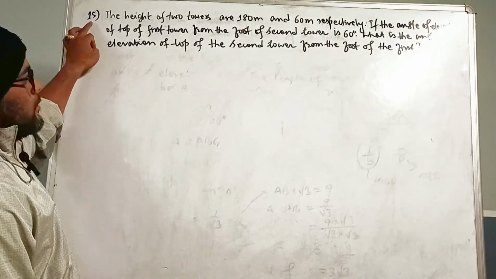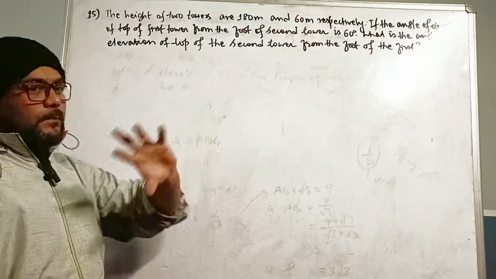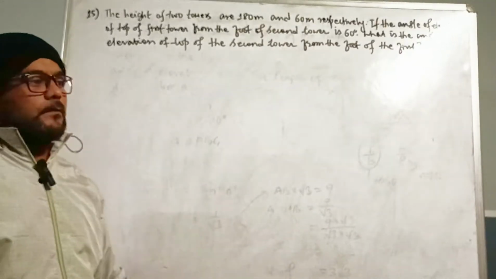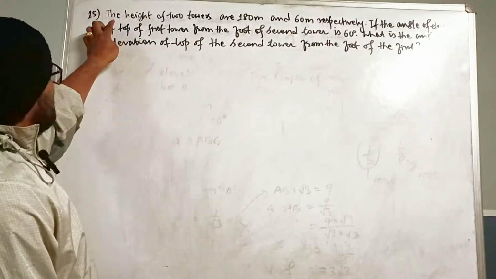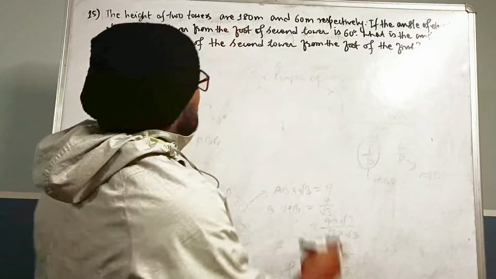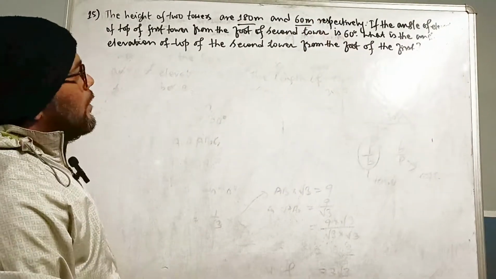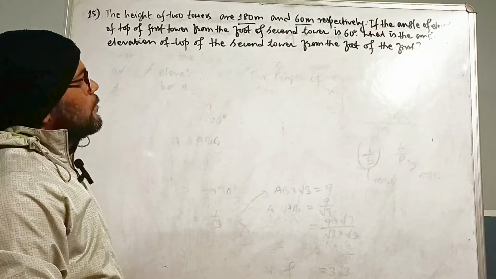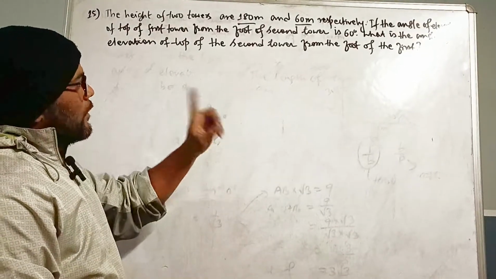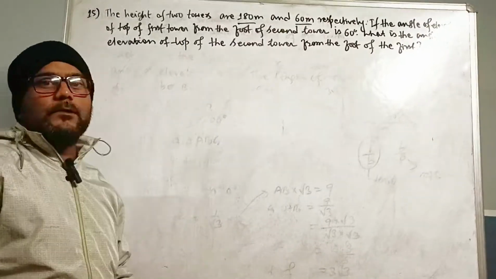Now just see the next question, question number 15. We'll do it. There are different types of questions, so I'm just dealing with the first type. The heights of the two towers are 180 meters and 60 meters respectively. If the angle of elevation of the top of the first tower from the foot of the second tower is 60 degrees, what is the angle of elevation of the top of the second tower from the foot of the first tower?